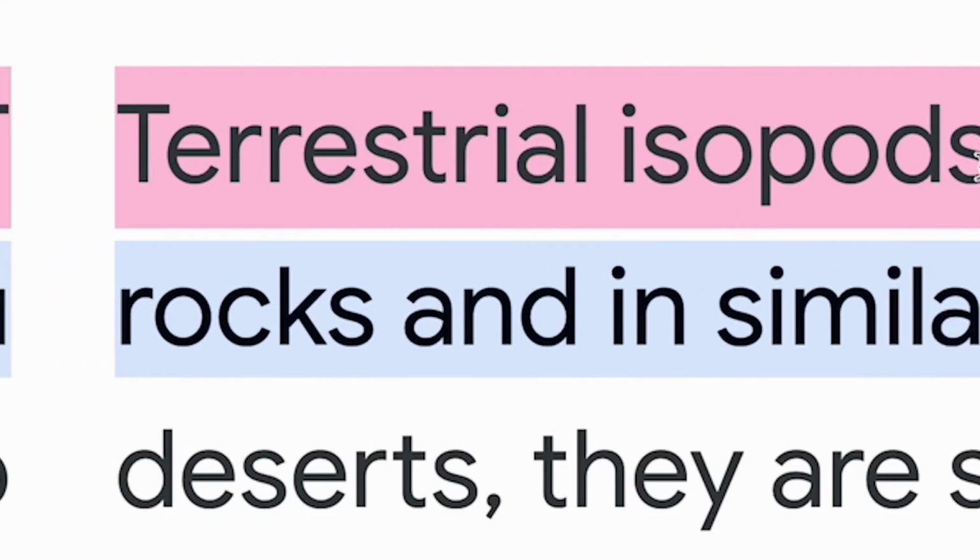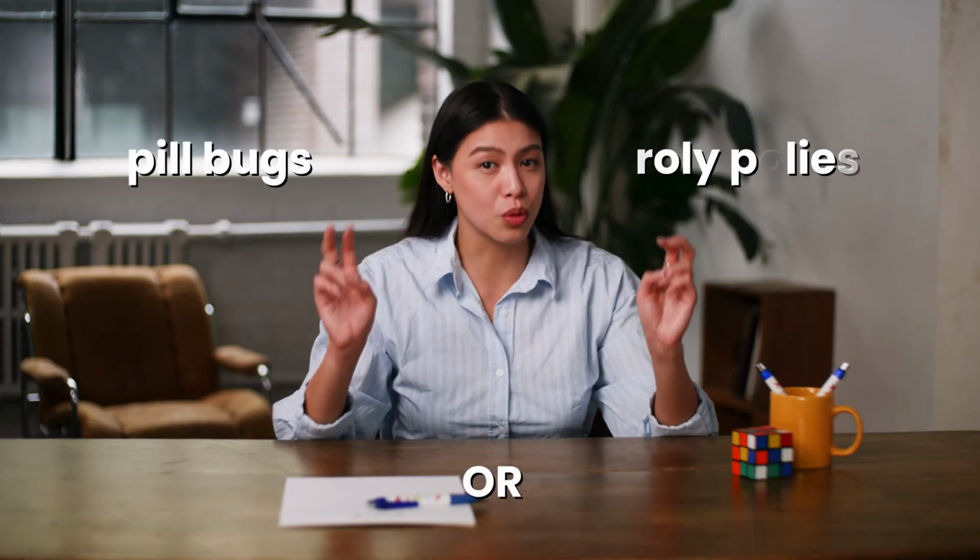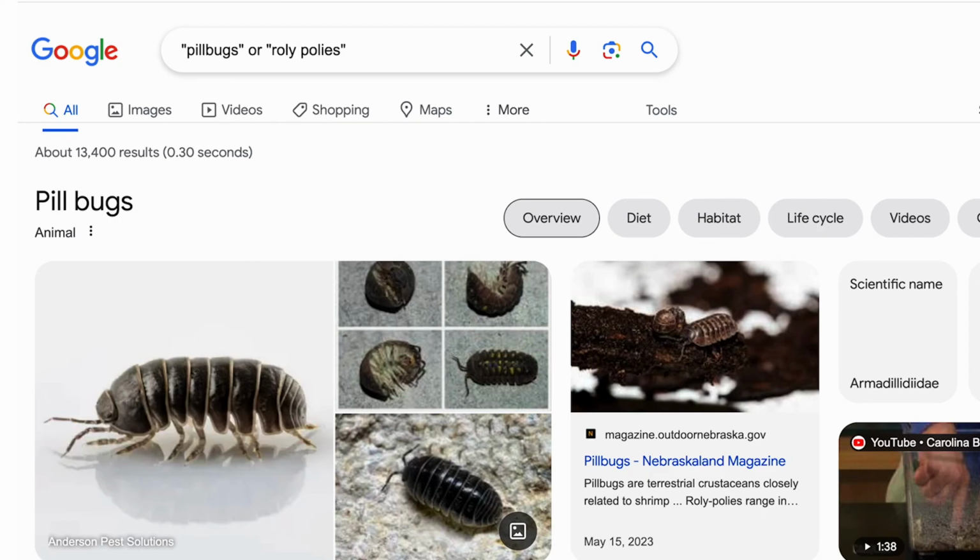If you want to learn everything there is to know about these creepy crawly crustaceans, you can do a search that looks for multiple names at once. Pill bugs or roly-polies. That way you make sure that you don't miss out on a result that uses one term but not the other.